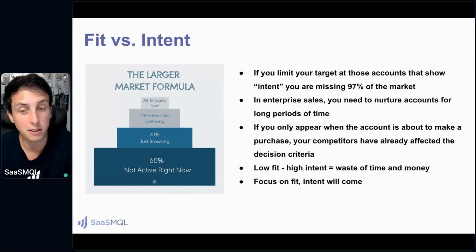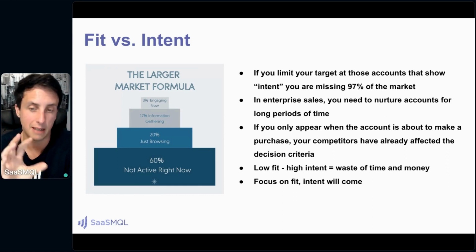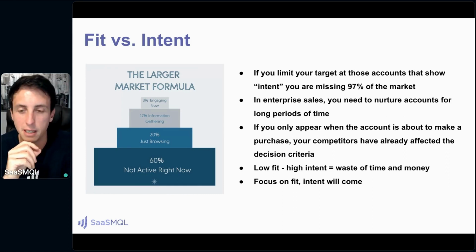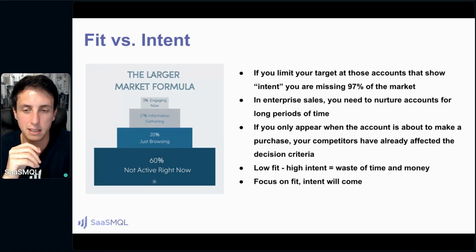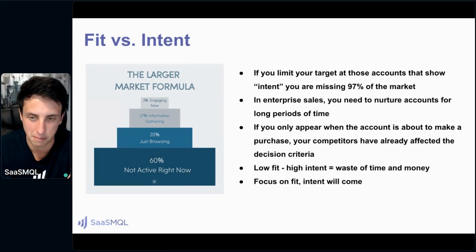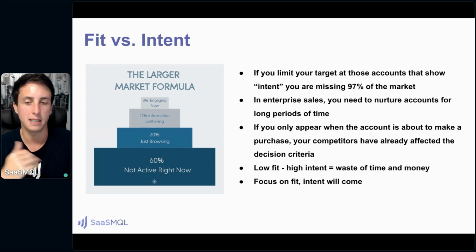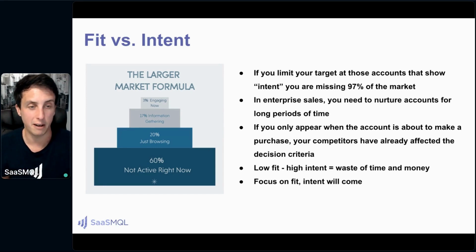So if you decide to limit all your marketing efforts towards that group of companies, assuming that you can find them reliably, by the way, because that's not very easy to do, but assuming that you can find them, you're missing out on 97% of your target market. And you probably say, well, if I only target the 3%, I'm saving a lot of money in marketing, and I'll be very successful if I can find them.